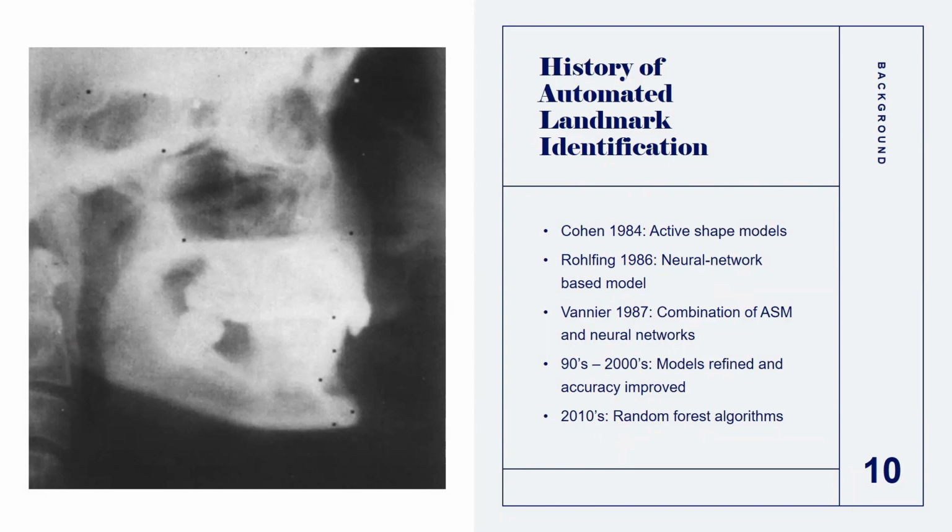The original work relied on active shape models. So this is an iterative statistical technique where the model is first trained on a set of images that are landmarked, and then the model is deformed to match the new presented image in a way that minimizes the error between the model and new data set. As interest increased, Rolfing developed a neural network-based model in 1986, which is a type of machine learning algorithm that is trained to identify patterns in data.